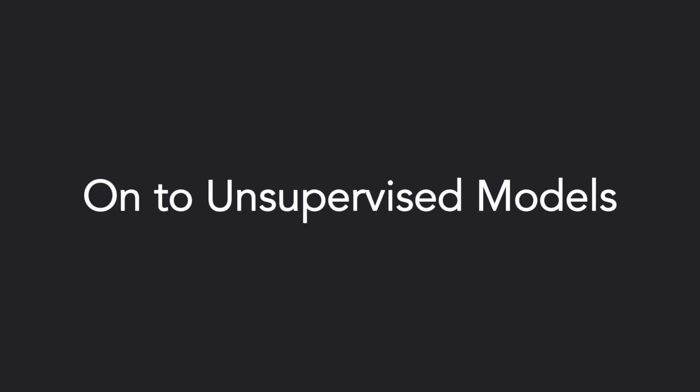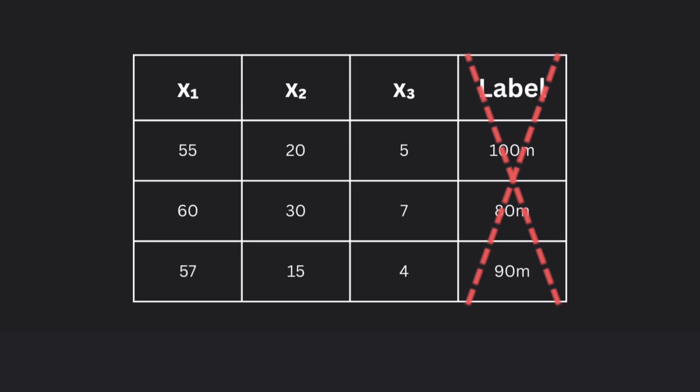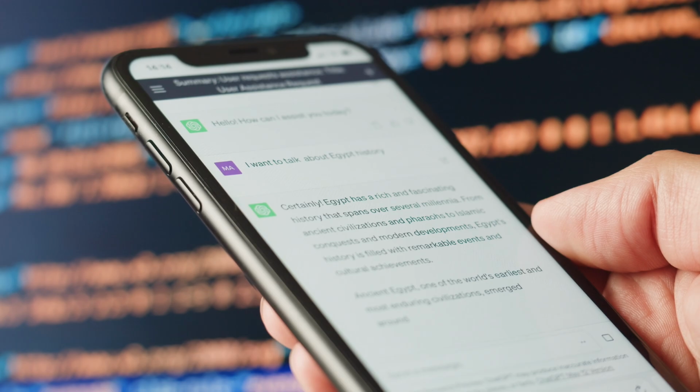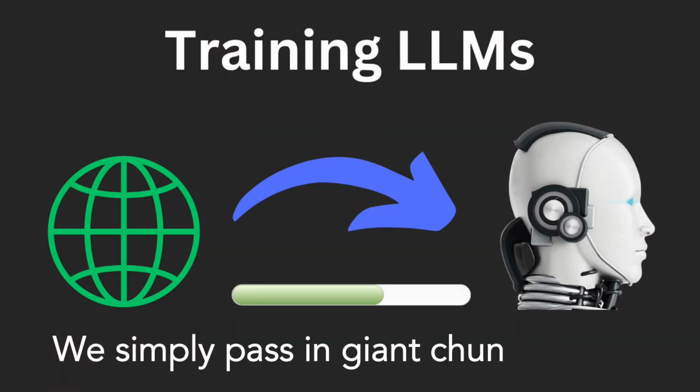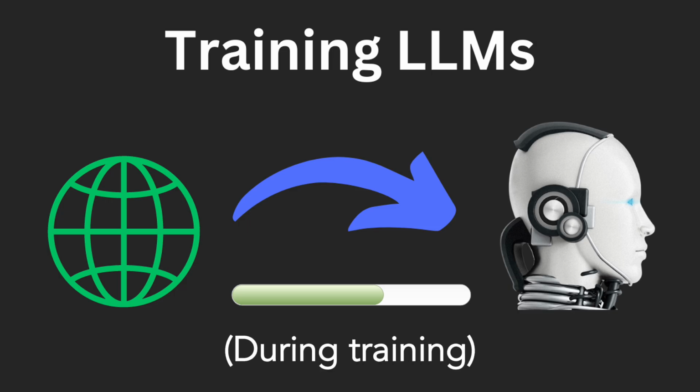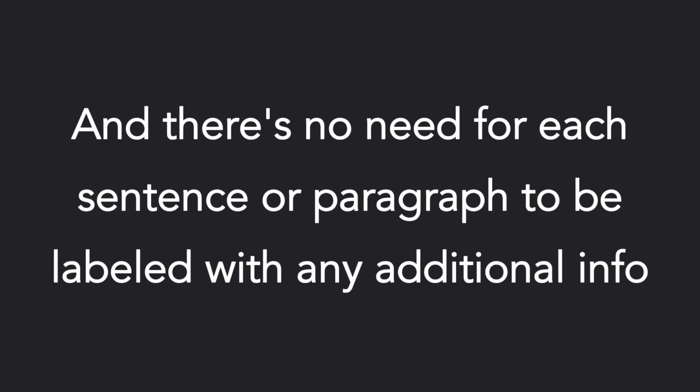On to unsupervised models. They learn from unlabeled data. GPT and other LLMs are trained through unsupervised learning. We simply pass in giant chunks of text, like all of Wikipedia, during training, and there's no need for each sentence or paragraph to be labeled with any additional information.